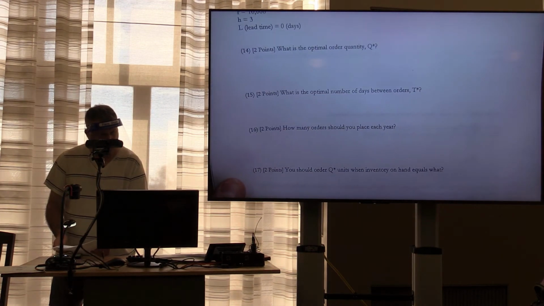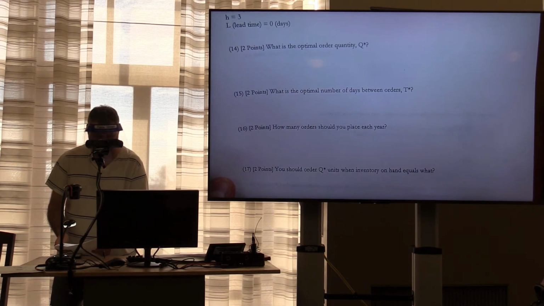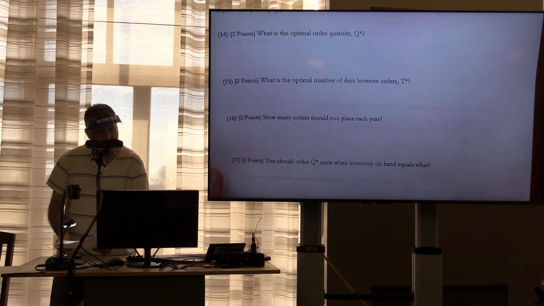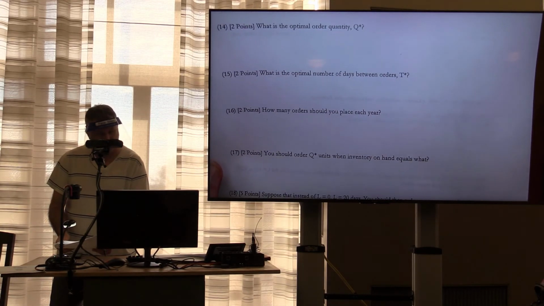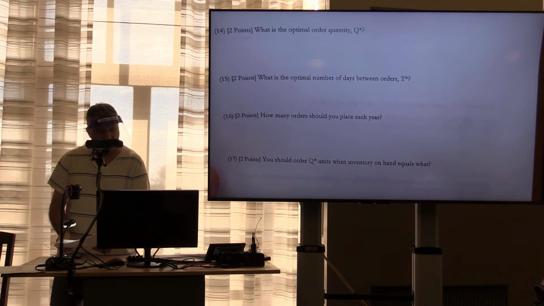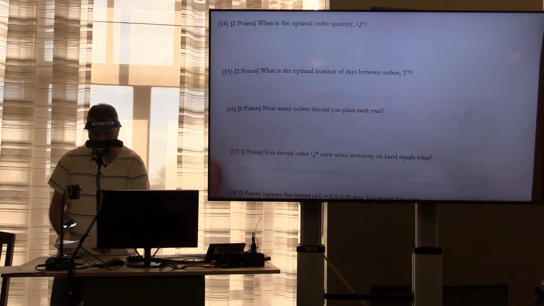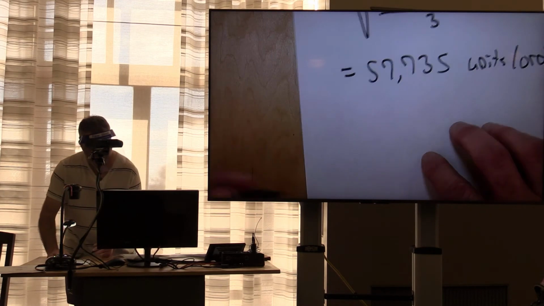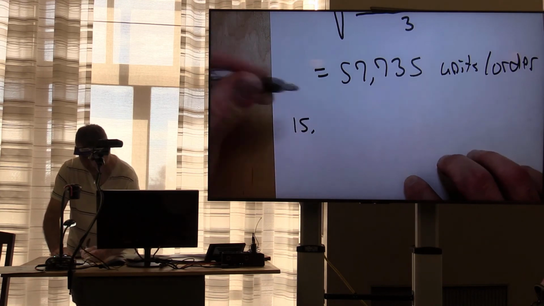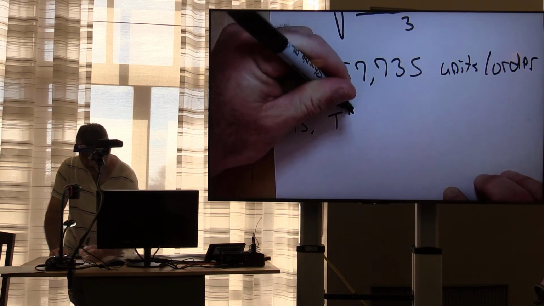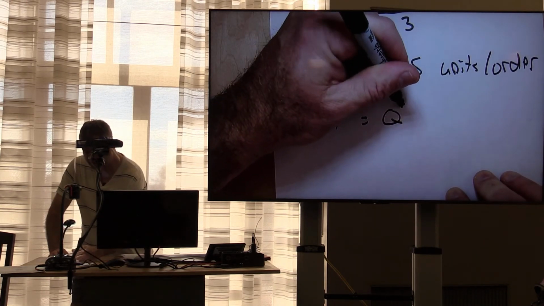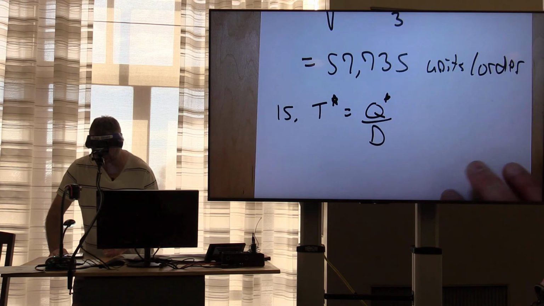And then the next question is, number 15, what is the optimal number of days between orders there, T star? And notice I am specifically asking for days there, so you'll first solve it for a fraction of a year and then convert it to days. But one quick way of doing this is, we know the optimal time period between orders is just going to be Q star divided by D.